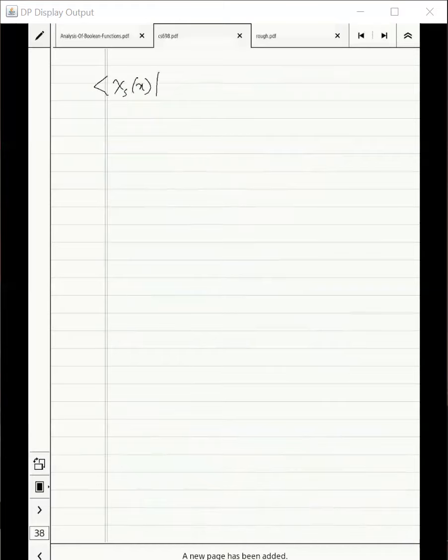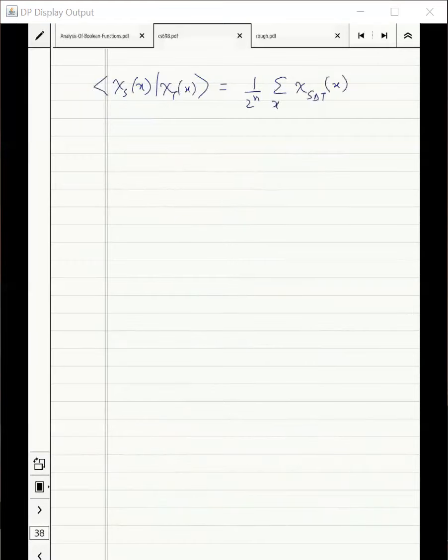That basically means we saw that this was 1 by 2 to the power n, summation over x, of chi sx multiplied by chi tx, but only the symmetric difference will remain. But now we know that this is 0. Can you just quickly go over the part where you came across the symmetric difference? Like how did we arrive at that from the product of chi sx and chi tx?